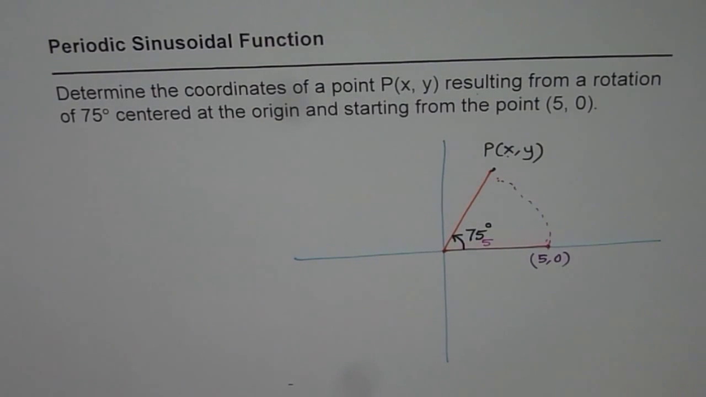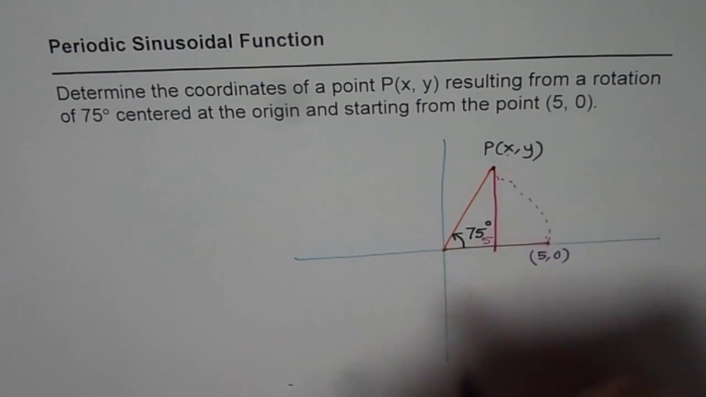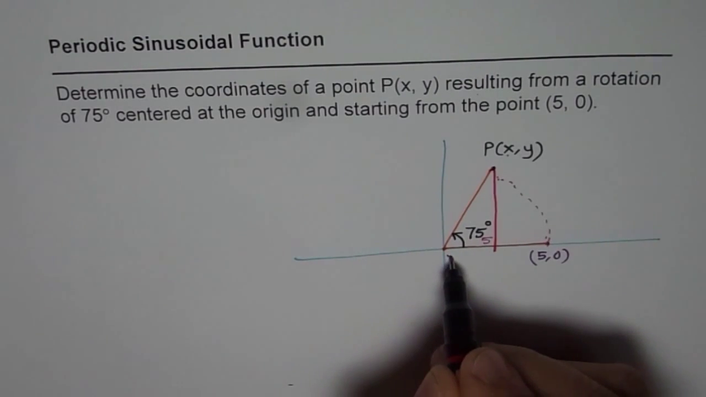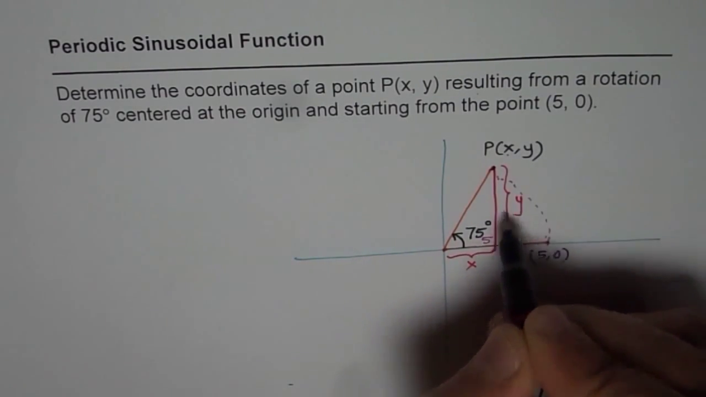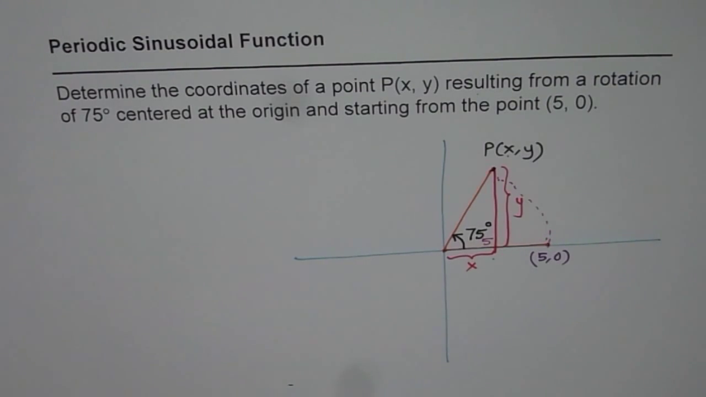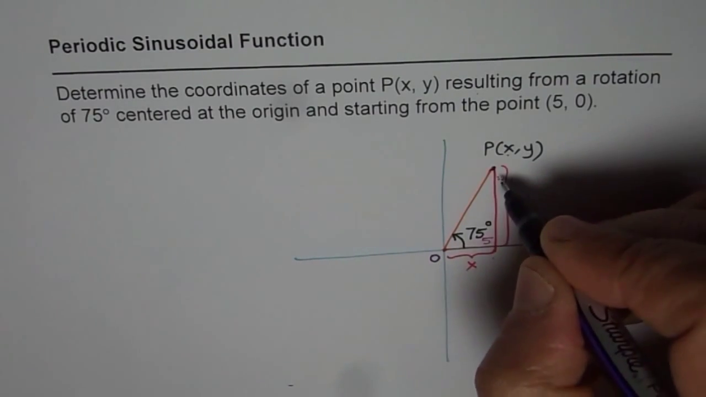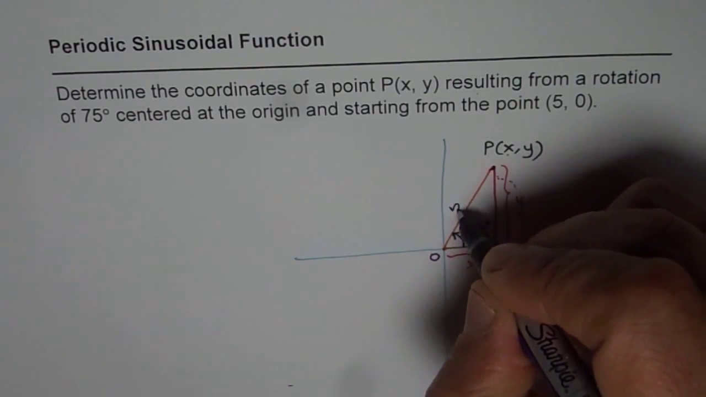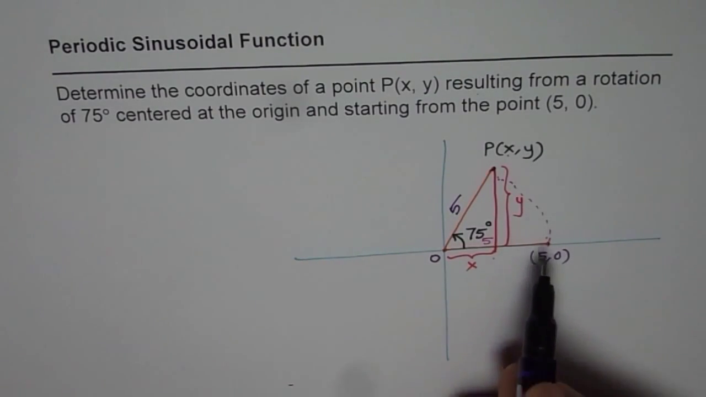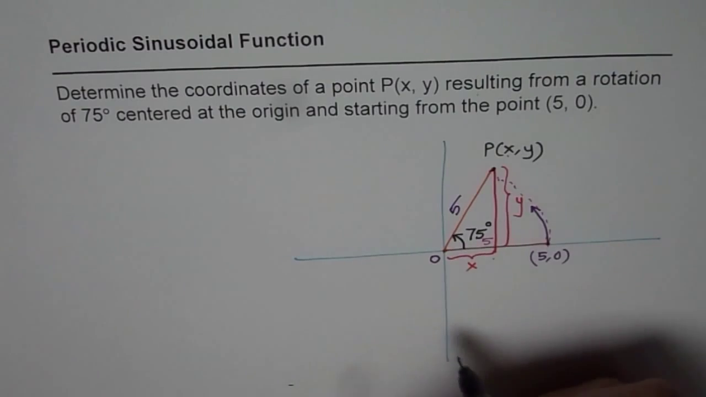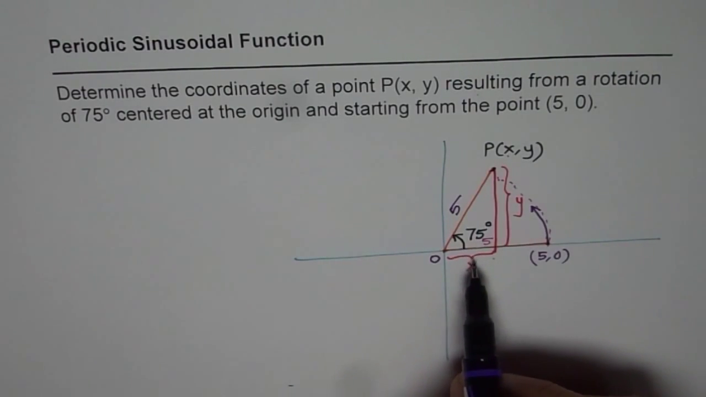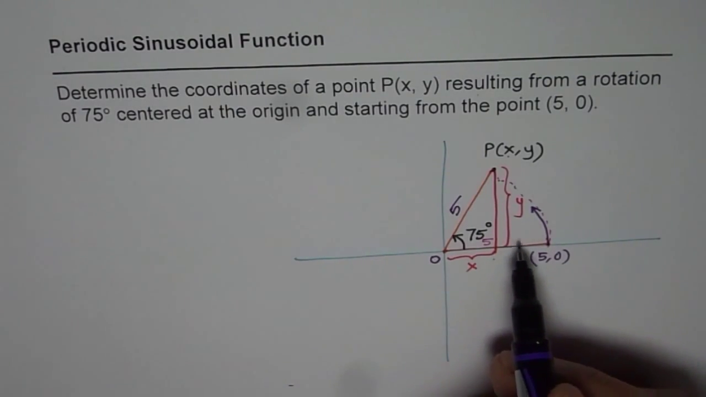That is the question. So I'd like you to pause the video and try to solve this question. Now here, to solve this question, what we will do is, we will drop a perpendicular from point P to the x-axis. Now if I do that, then this distance here represents x, correct? And this distance here represents y. But we know one thing, that the hypotenuse, or from O to P, the distance is 5 units, right? Since the starting point was (5, 0) and we have just moved counterclockwise from there, the radius remains constant, right? So using primary trigonometric ratios, we can find x and y.